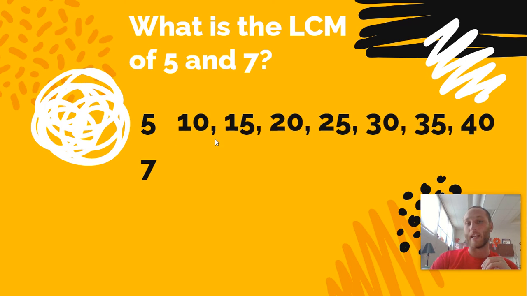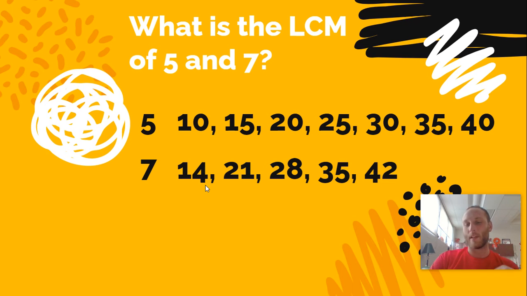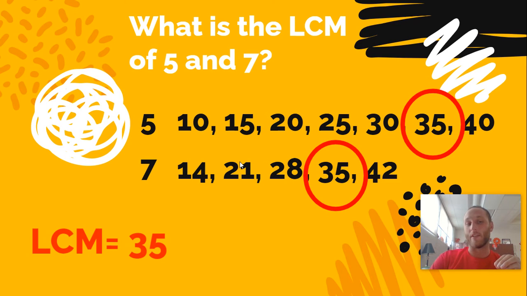So here we go, 5, 10, 15, 20, 25, 30, 35, 40. A lot of you know how to skip count by 5s very well. And then if we get to our 7s, it'll be 7, 14, 21, 28, 35, 42. And then the first number I see that they share, the lowest number, the least common multiple I see is 35. So our answer here, LCM equals 35.